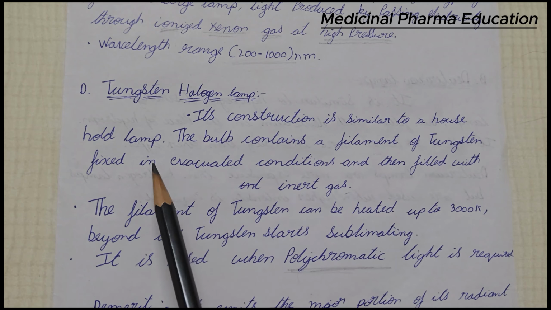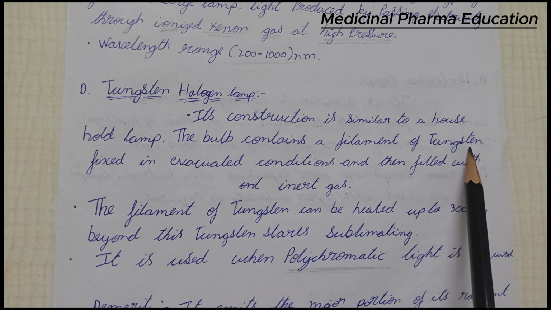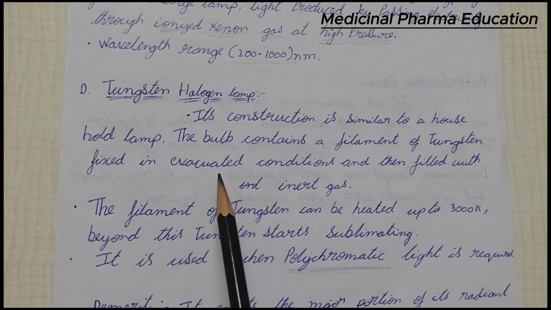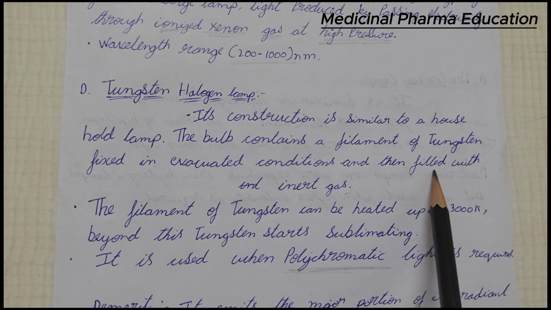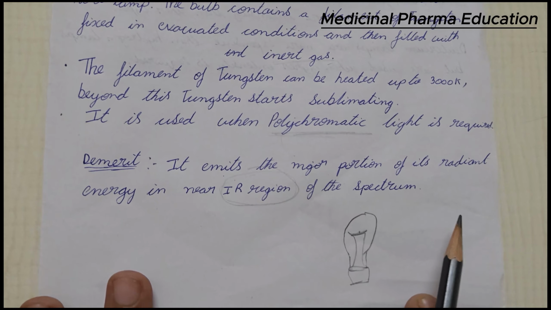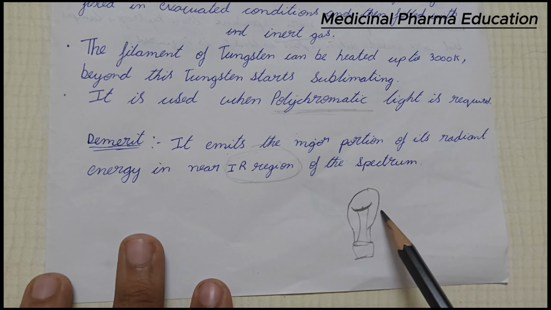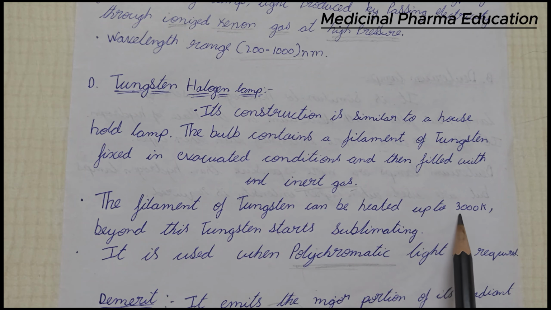The construction is similar to the household lamp. The bulb contains a filament of tungsten fixed in an evacuated condition and then filled with inert gases. Here the tungsten is placed in an upper position of the bulb and filled with the inert gases. Next, the filament of the tungsten can be heated up to 3000 degrees Kelvin.